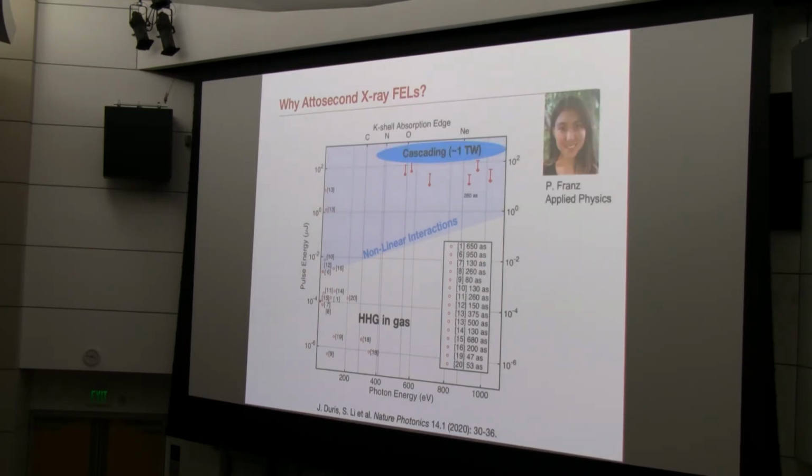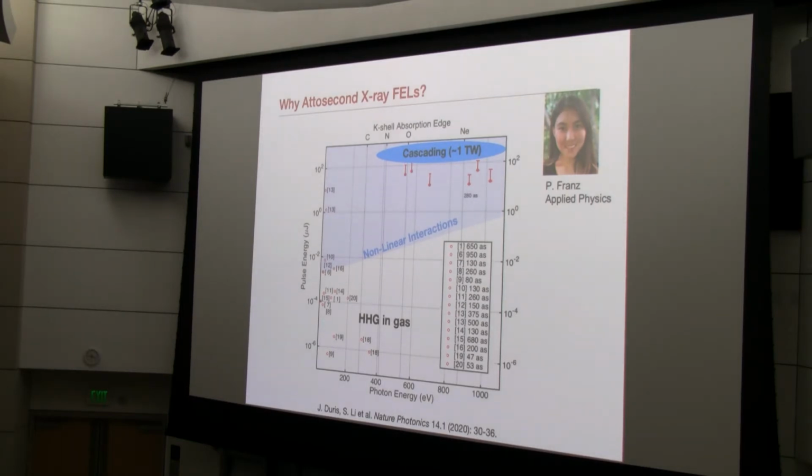I will say recently we have actually gone even higher in pulse energy. This is the work of Paris France. She's an applied physics graduate student. So we're looking now at hundreds of microjoules and order 1 terawatt peak power. So again, huge gain and also enough intensity to do useful things.